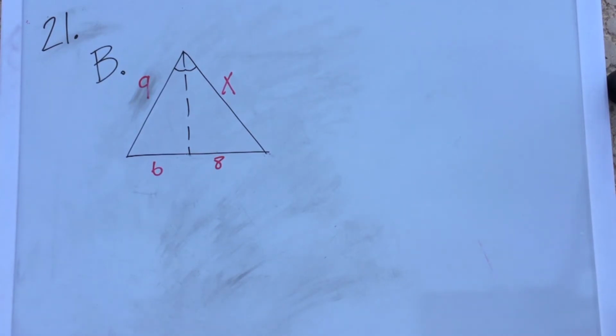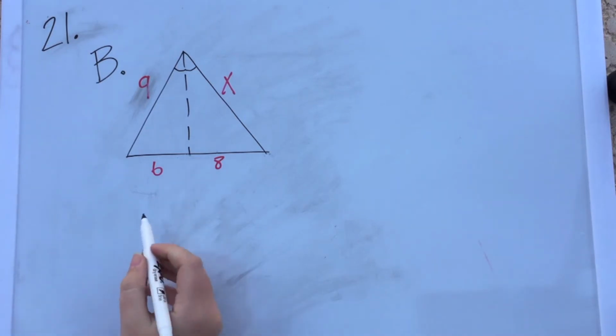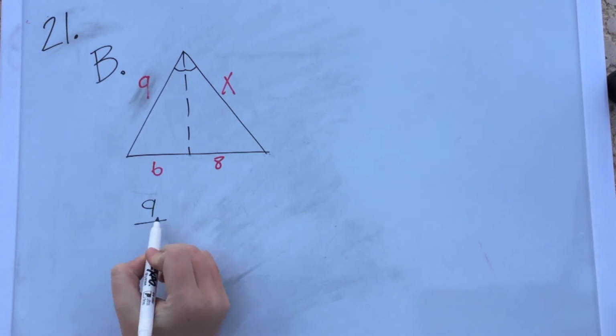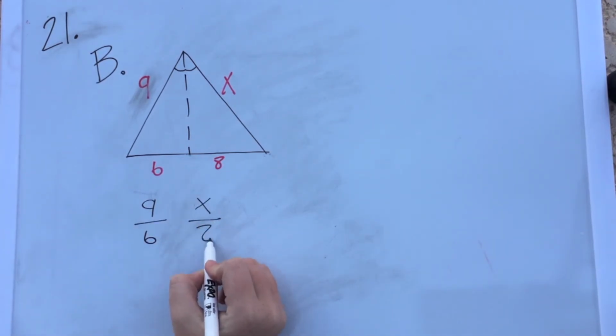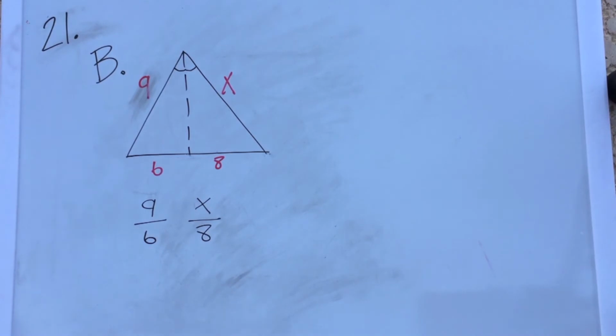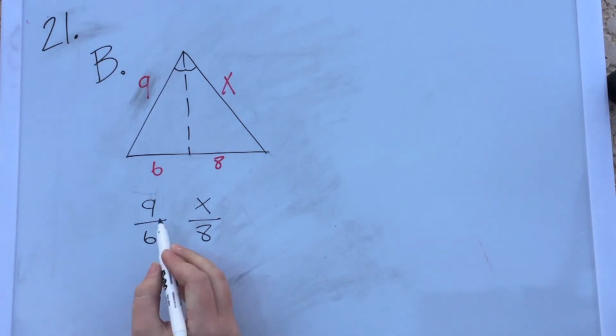Moving on to problem number 21b, we're just going to be doing the same thing as we did in A, just it's different because it's a triangle. So we're going to be setting up proportions once again, and we're going to start off by setting 9 over 6 equal to x over 8. Again, you could do 9 over x or 6 over 8 as long as you stay consistent with which numbers you're using. So we're going to set those equal to each other, and we're just going to cross multiply again.